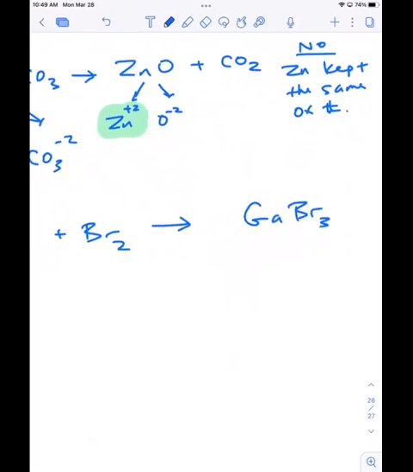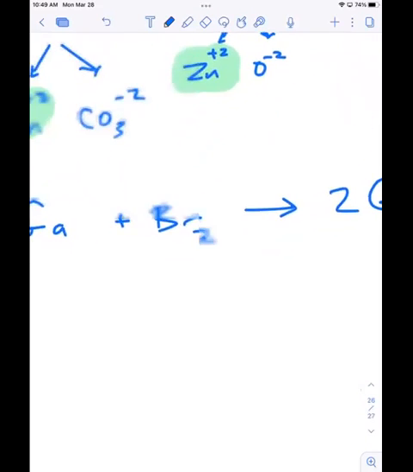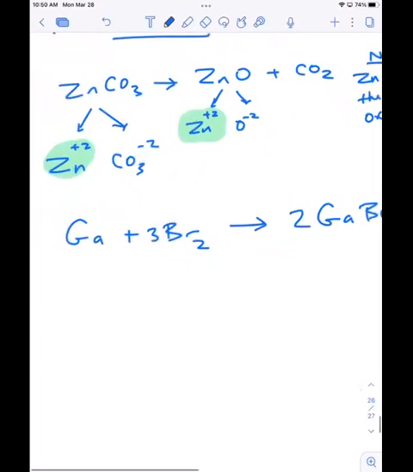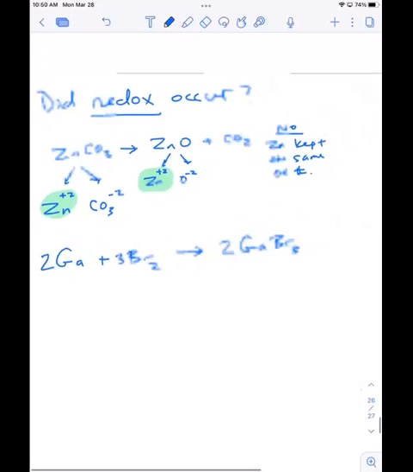So we're going to balance this by, if we put a 2 here, is that right? That'll make it 6 bromines and 2 galliums. And then I need to balance the bromines out. I can put a 3 here. That'll be 6 bromines on this side. And then I can just put a 2 here, and that's 2 galliums on that side. Following? Yes, no, maybe. Yes.